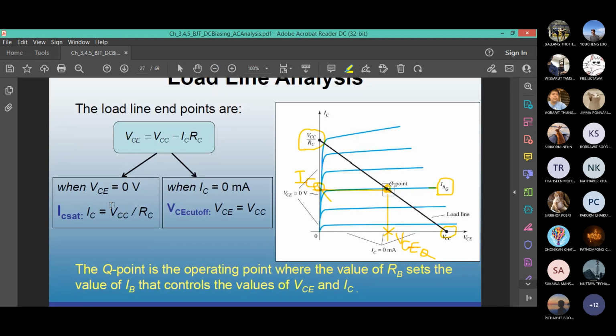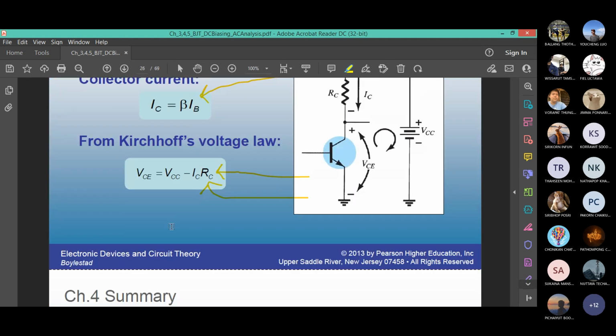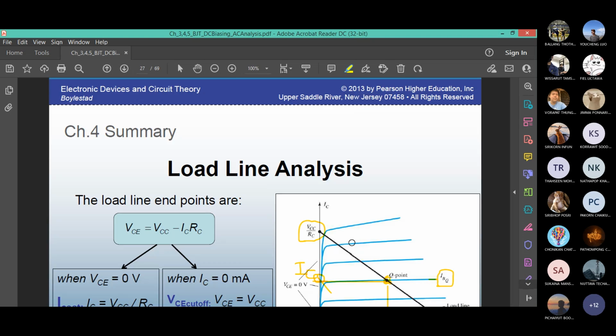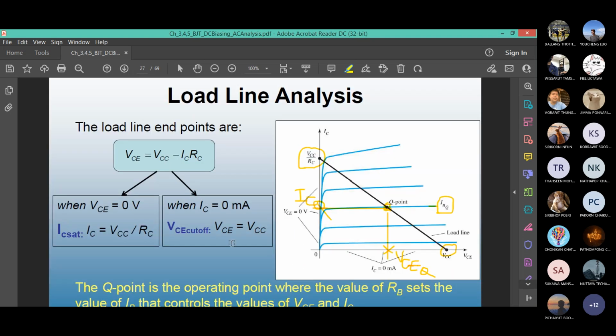So we already discussed when VCE is 0, saturation current. What is the meaning of VCE 0? Can we look at the transistor? This is C, this is E. To make the voltage between C and E 0 means it is like shorting the 2 points. When you short the 2 points, you have the maximum current. The transistor is saturated. That's why it's called the saturation current, IC sat.